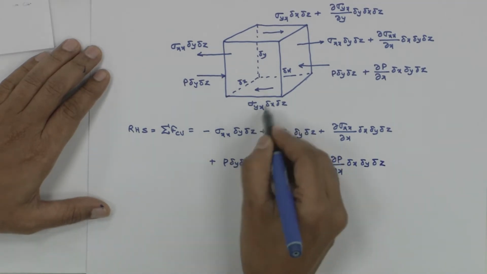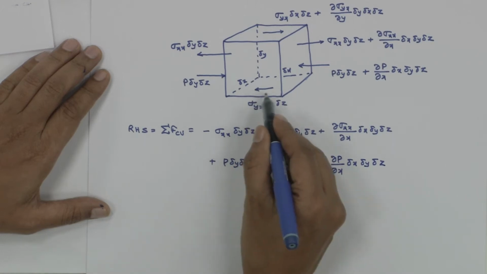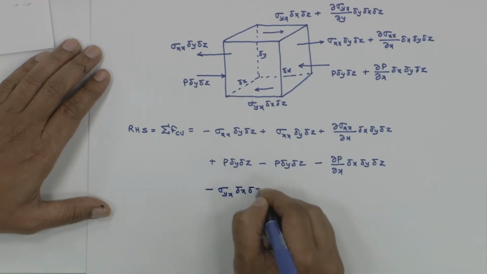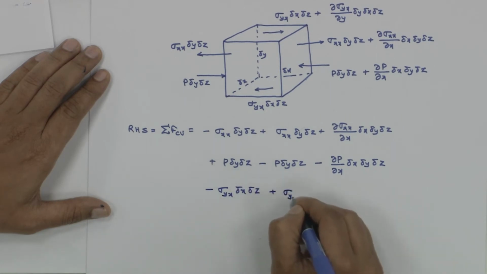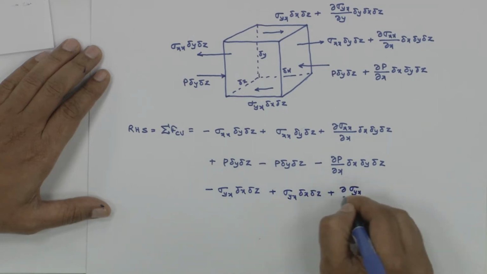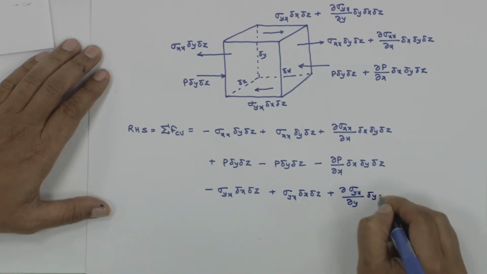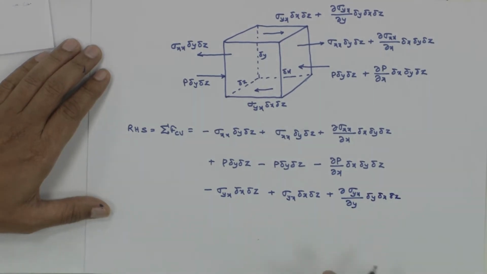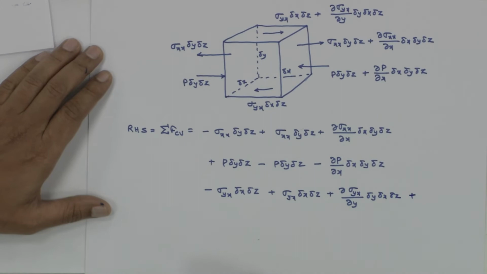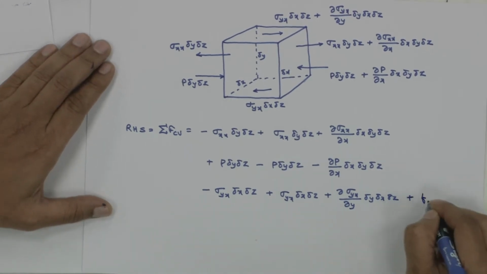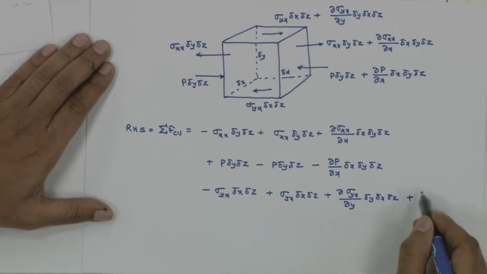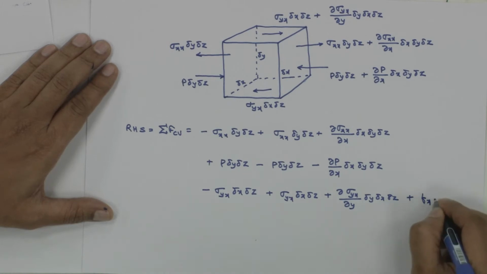Now what about this shear stress? This is from right to left, so this is going to be negative: minus sigma yx delta x delta z, plus sigma yx delta x delta z plus del sigma yx upon del y delta x delta z. Okay, so plus body force Fx. I am taking Fx as the body force. This body force is per unit volume.